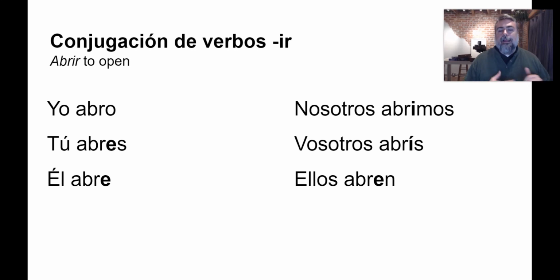Ellos abren. Abro, abres, abre. Abrimos, abrís, abren. Okay? So it's ER and IR verbs. This means that you can now conjugate any regular verb that comes at you into the present indicative.